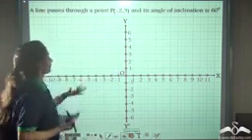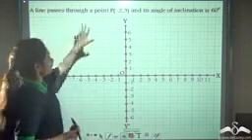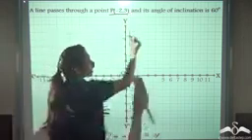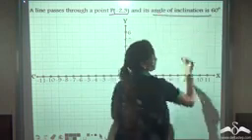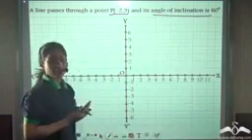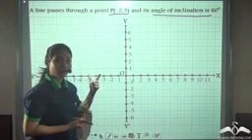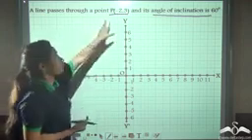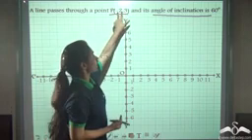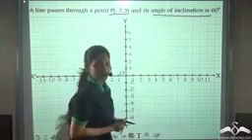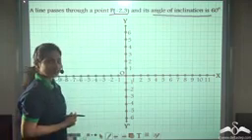Now another example. A line passes through a point P minus 2, 3 and its angle of inclination is 60 degree. In the first example, we were given angle of inclination and what we were given? We were given the y-intercept. Here we have been given a point. You can see it has an x coordinate and a y coordinate and we have been given angle of inclination. Now can you draw a line here?